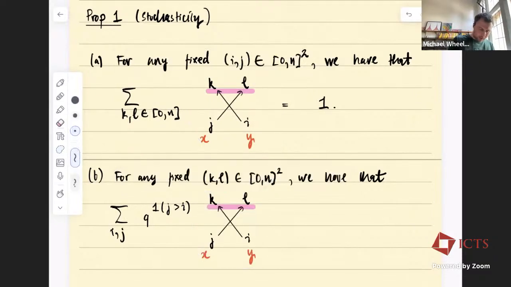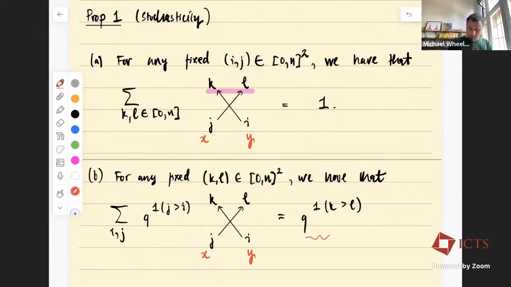Okay, except now I'm fixing the top instead of the bottom. And this is equal to Q to the indicator that K is greater than L. So it's very similar to the stochastic property. And indeed, if you take this Q factor that lives on this side and normalize the whole equation, you can again convert it into a kind of reverse stochastic property.